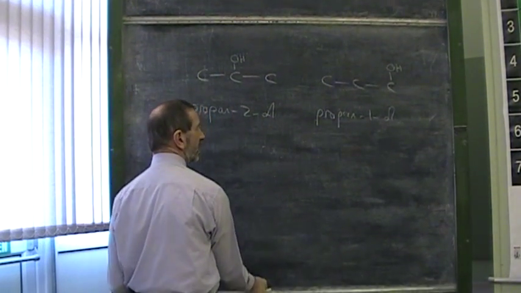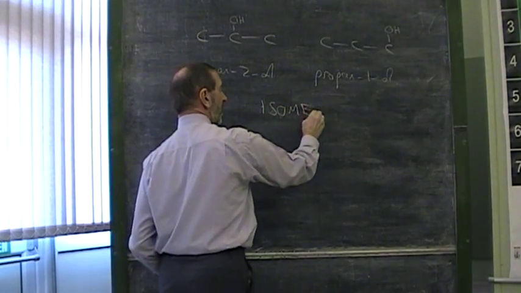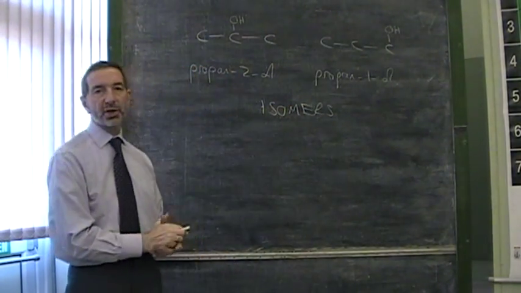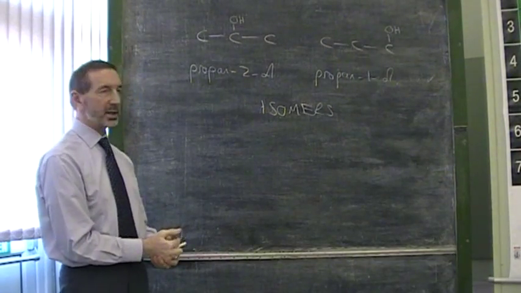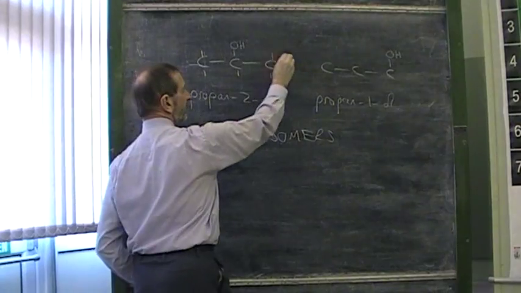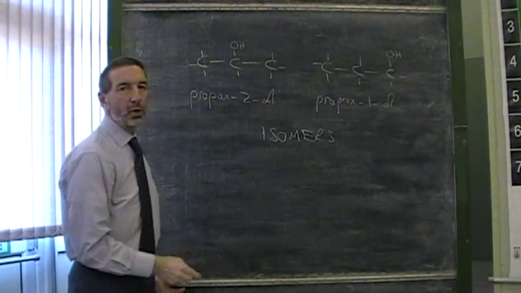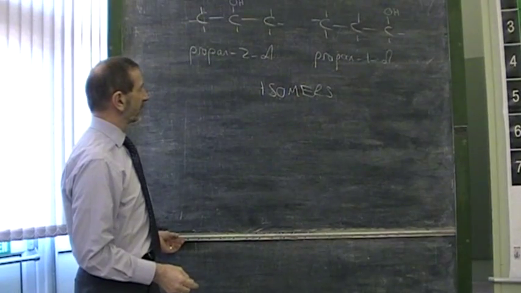The word which relates these 2 structures is isomers. And they are isomers because although their structures are different, the formula is the same in both cases. Each molecule has the same number of carbon, hydrogen and oxygen atoms. It's only the position of the OH group which differs.